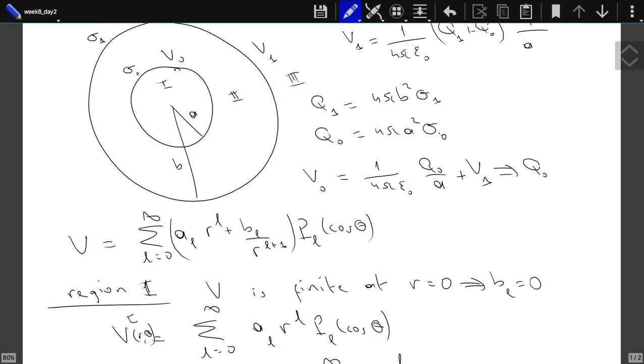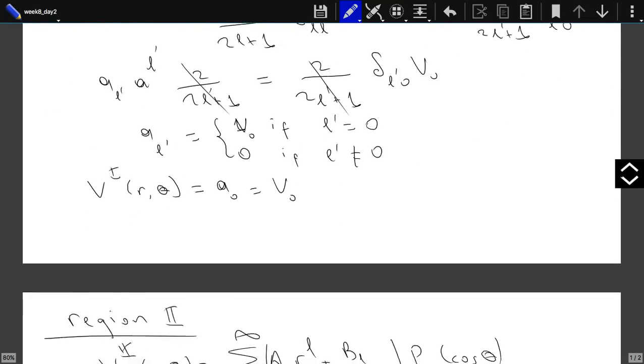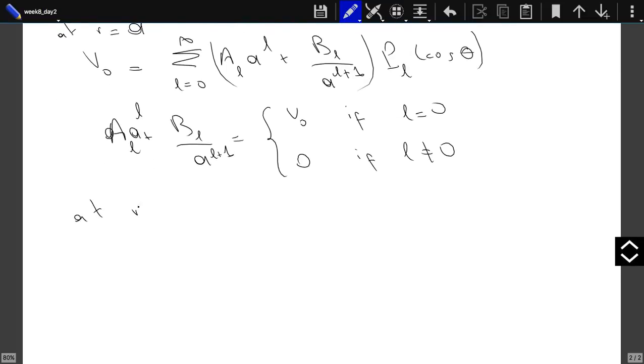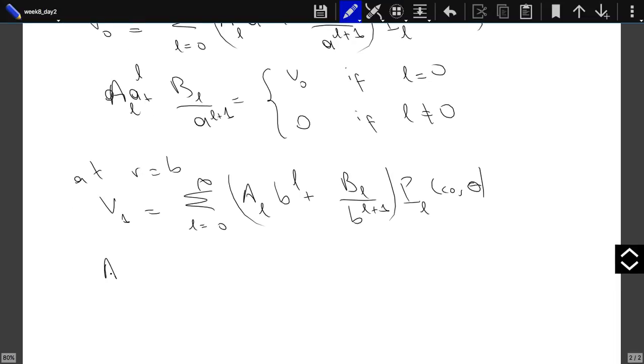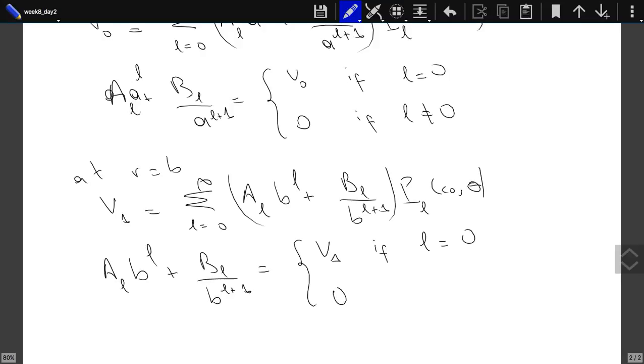Now we will look at V1. At R equal to B, this is our other boundary. We know that V1 is the sum over L from 0 to infinity of (A_L B to the power L plus B_L over B to the power L plus 1) times P_L of cosine theta. Just do the same thing, and we would end up having A_L b to the power L plus B_L divided by small b to the power L plus 1. This is equal to V1 if L is equal to 0, and 0 if L is different than 0.